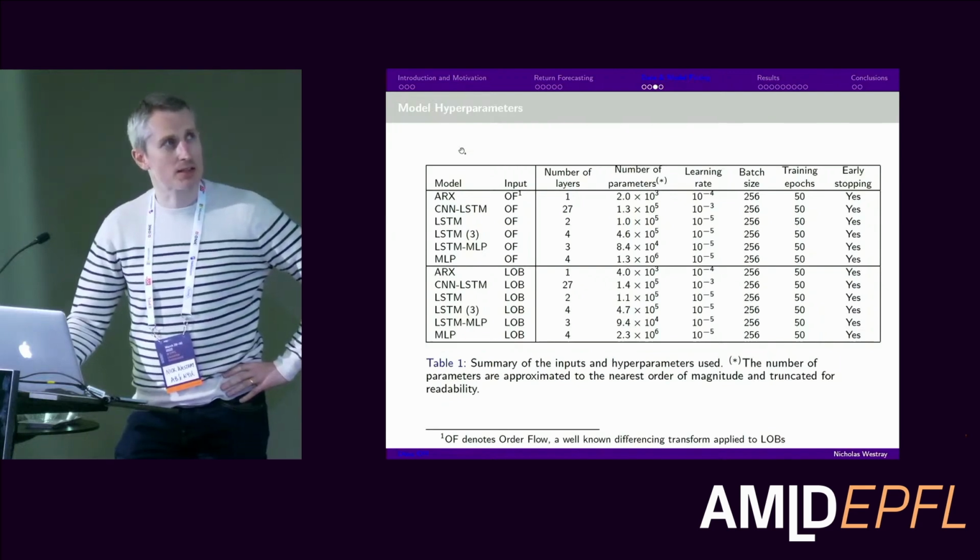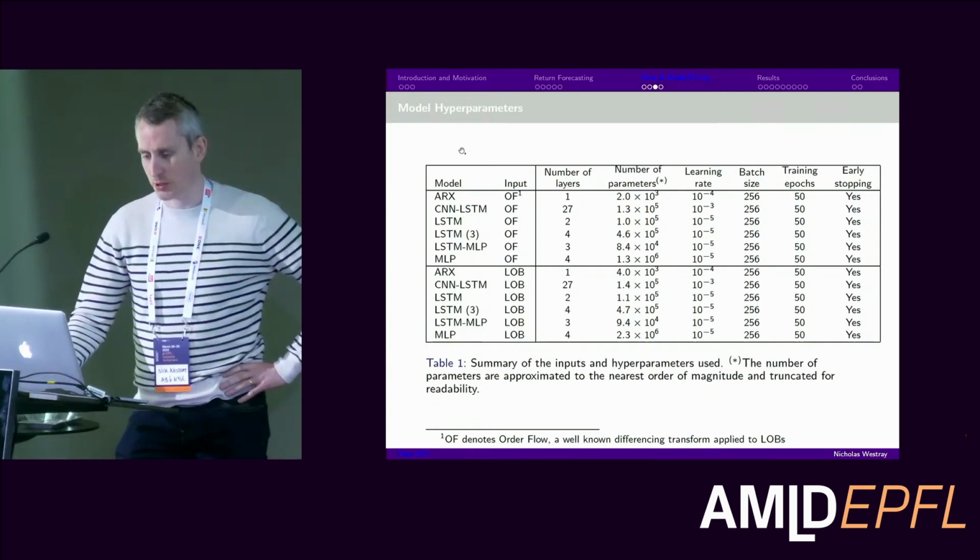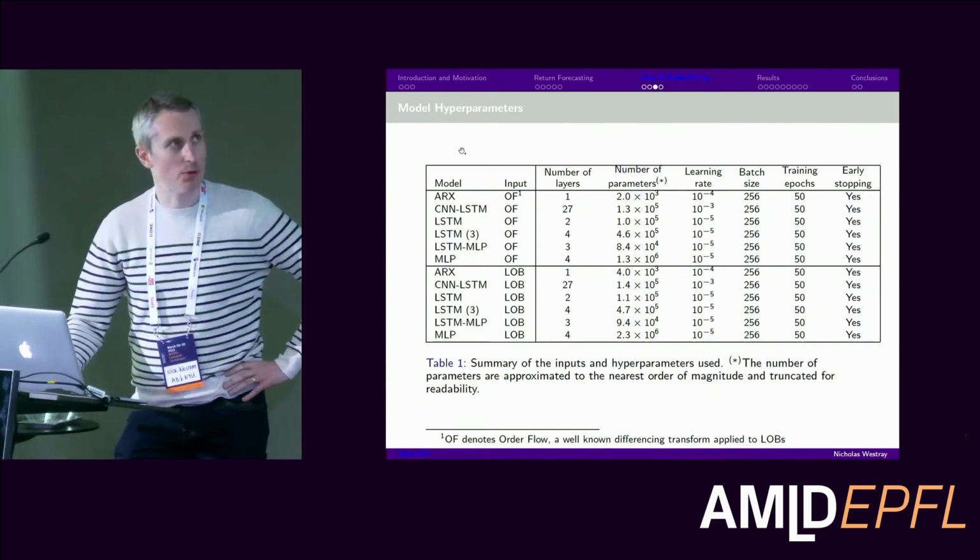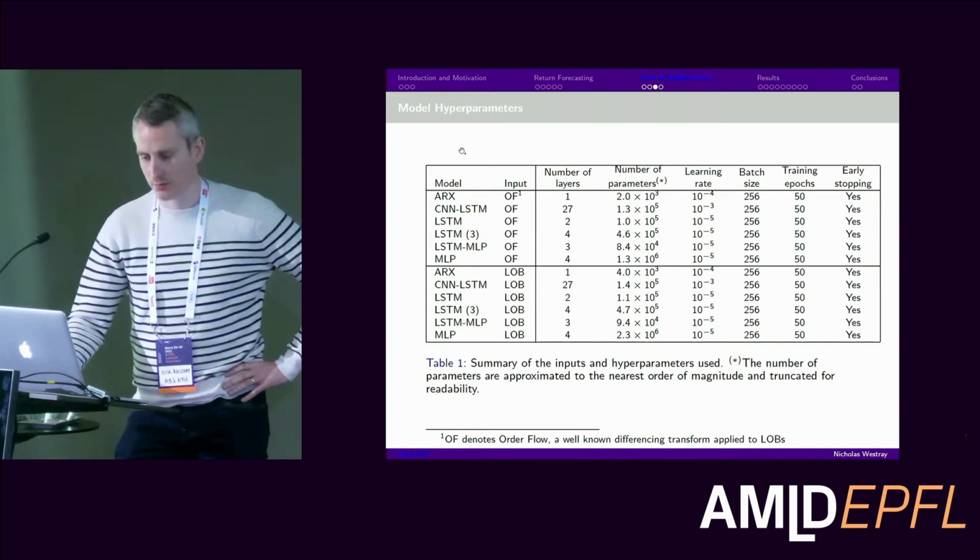I think this problem's very sensitive to batch size, so I don't think there's a lot of flexibility here. And we used 50 epochs because that was just a number which worked out kind of well for training.